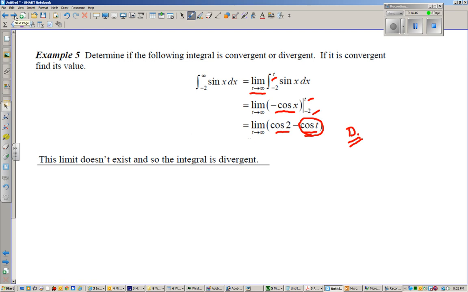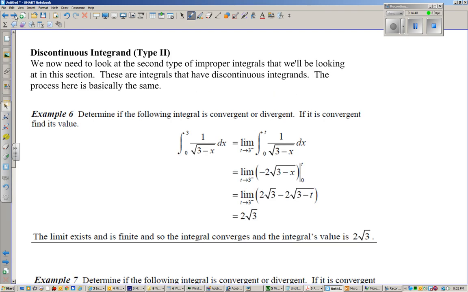Now let's look at the other type. The other type is called a discontinuous integrand. I call it the sneaky type. Type 2 is what the book calls it. And these are integrals where the integrand has a discontinuity over the interval. For example, take a look at example 6.